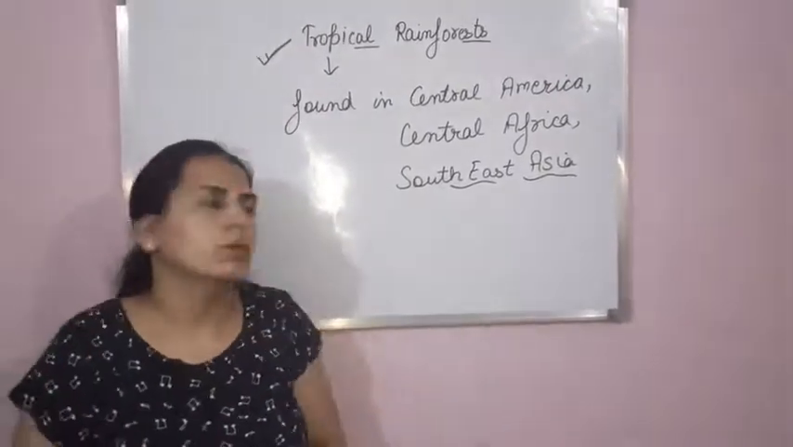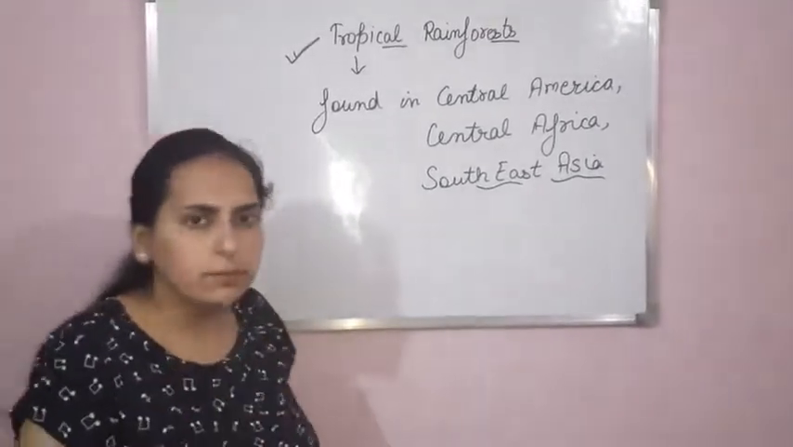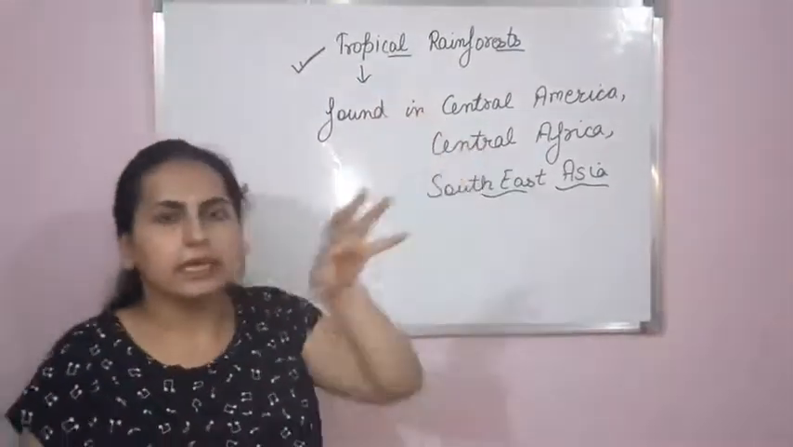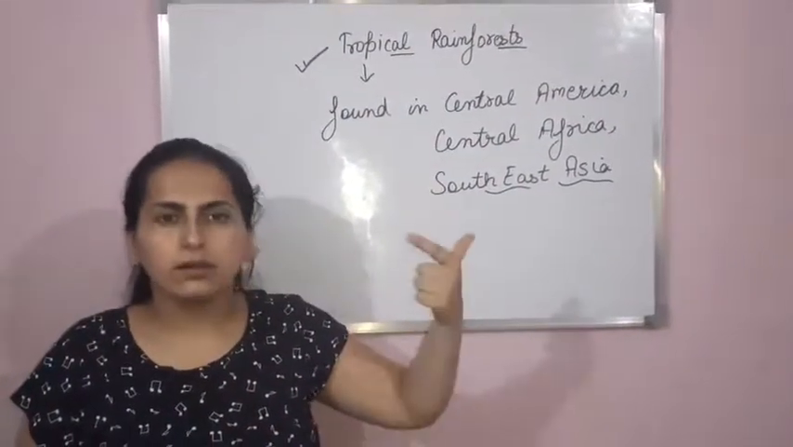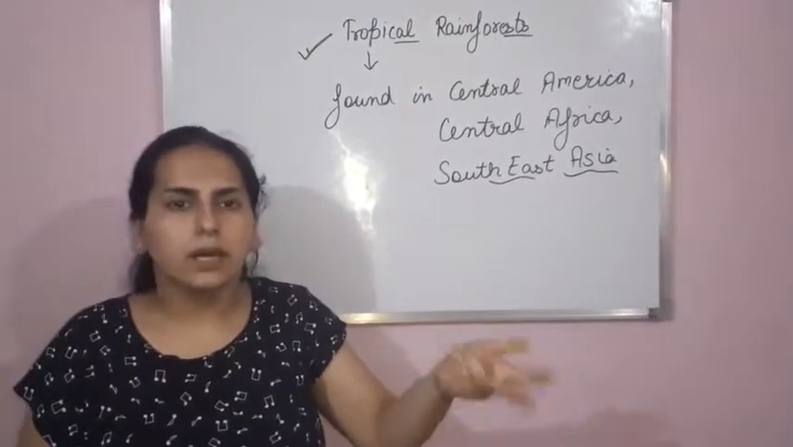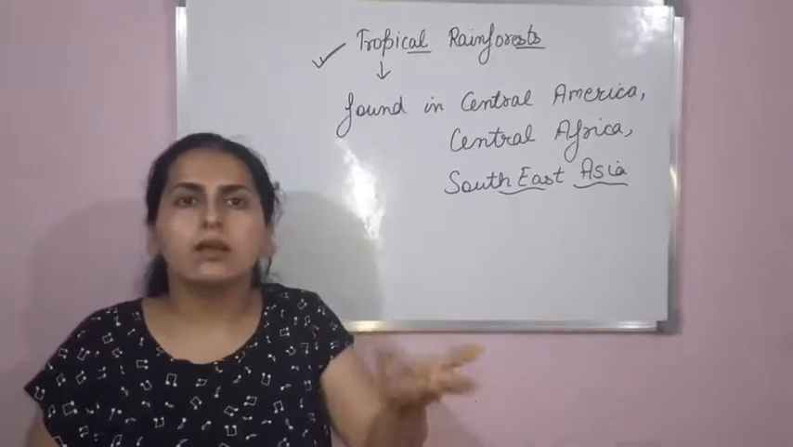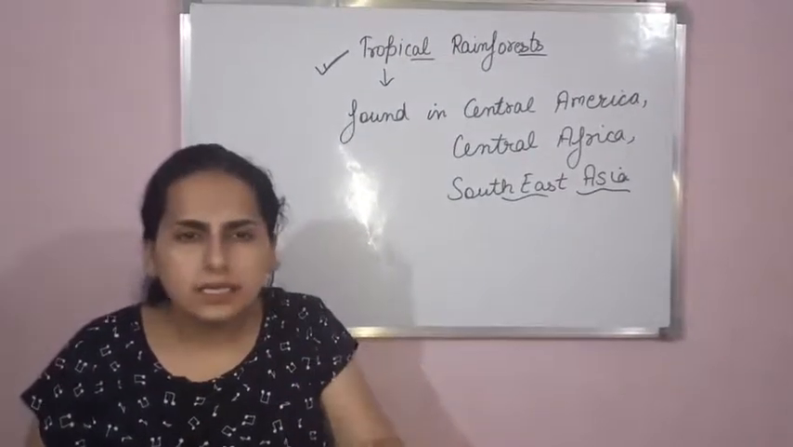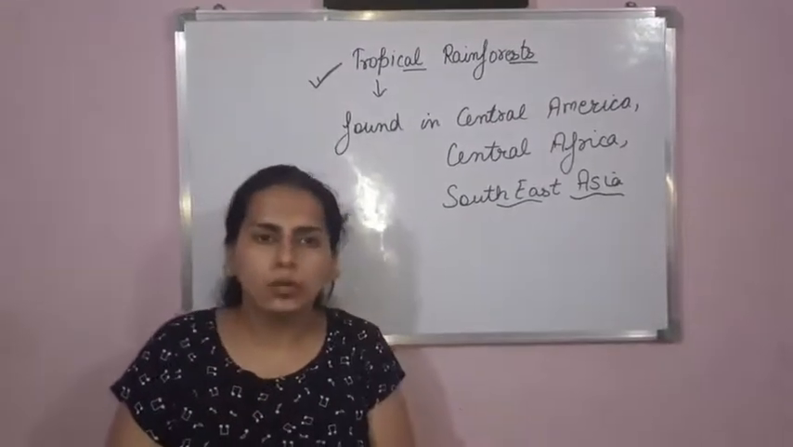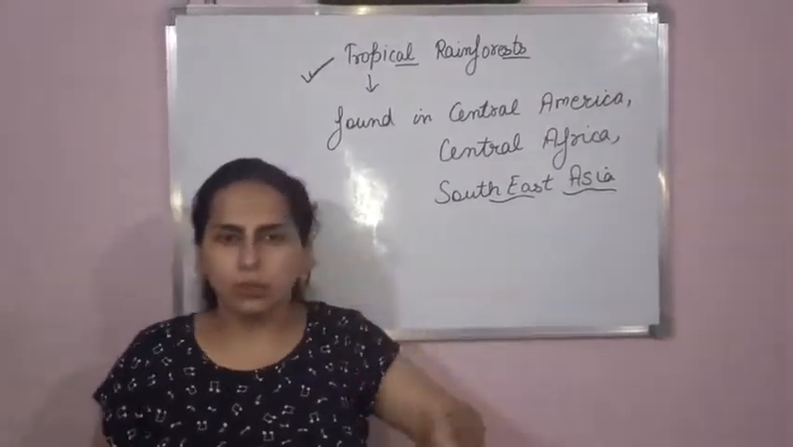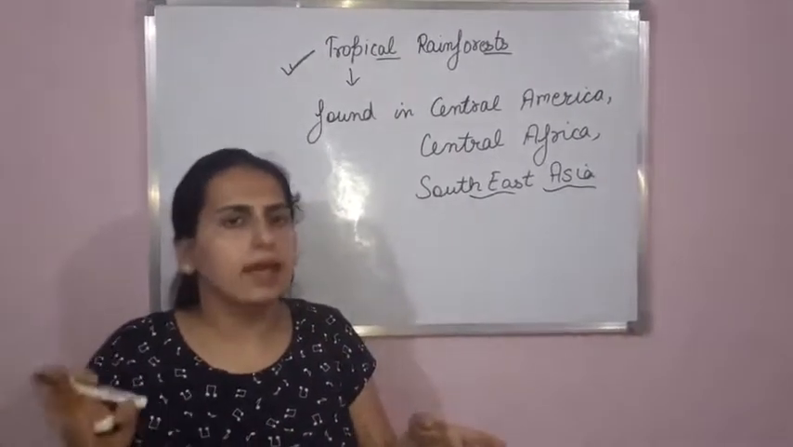Clear? Now, I am giving you a few names of the major animals that you will find in tropical rainforest. Lion, tiger, monkey, apes, gorilla, lizard, insects, snakes. Clear?